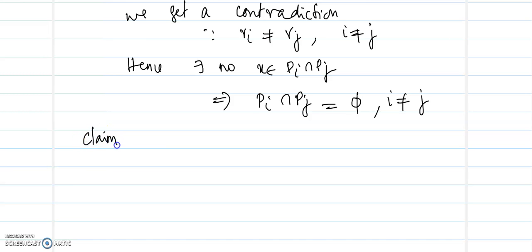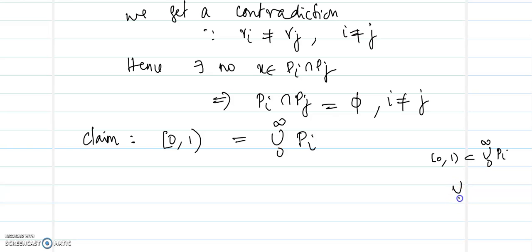And the next claim is, so we'll now claim that closed 0, open 1 is the union over 0 to infinity of pi. Okay. So we'll start with some x that belongs to [0, 1). We'll show that it belongs to the union over 0 to infinity of pi. We'll show that first [0, 1) is contained in the union of pi. അതുപോലെ നേരെ തിരിച്ച് the union over 0 to infinity of pi will be contained in [0, 1). Then we can say that both will be equal.